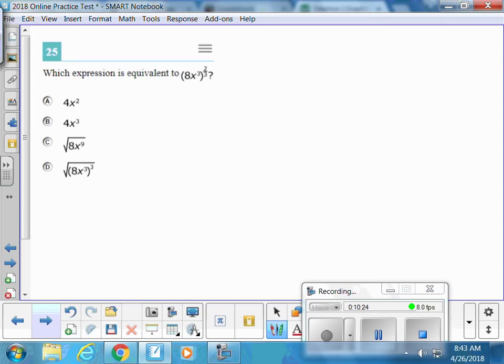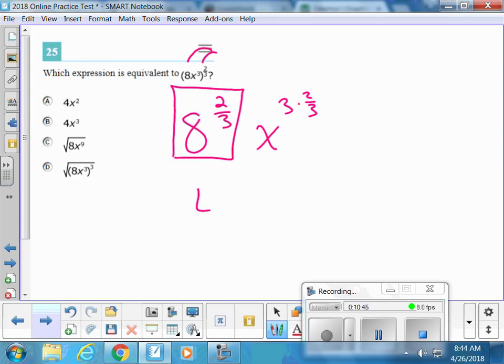Okay, 25. Which expression is equivalent to 8x to the third to the 2/3? That 2/3 actually will distribute into everybody. So we'll have 8 to the 2/3, and we'll have x cubed to the 2/3. Those exponents end up multiplying because they're next door neighbors. If you type in 8 to the 2/3 in your calculator, it will give you 4. And then these two numbers will multiply together and become a 2. So it's 4x squared. Going with A on number 25.